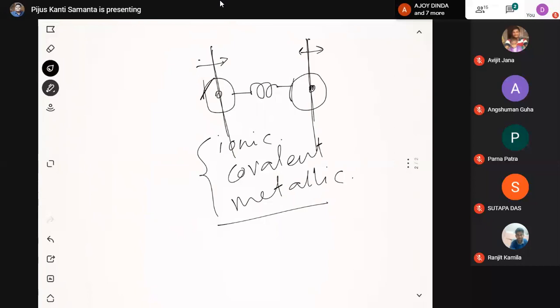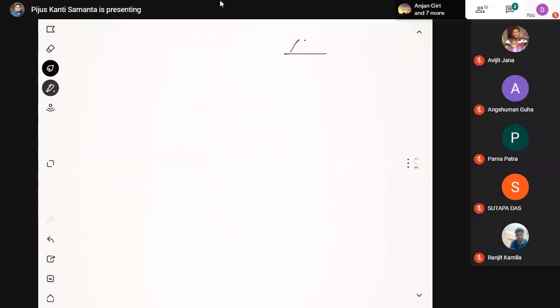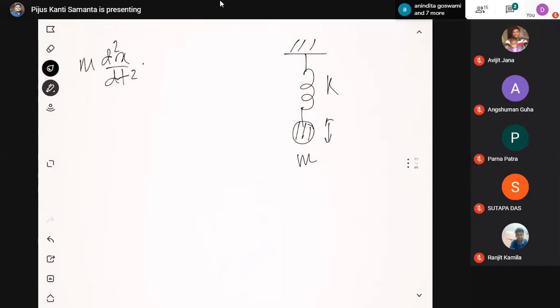To study this vibrational energy of molecules, let us first discuss the vibrational energy of any oscillator. The simplest case we have studied is that there is a spring and we have a mass, right? The mass is oscillating this way, and the spring has spring constant k. In this case, we can write the equation of motion as m d²x/dt² equal to minus kx. Sometimes this k is called the spring constant.